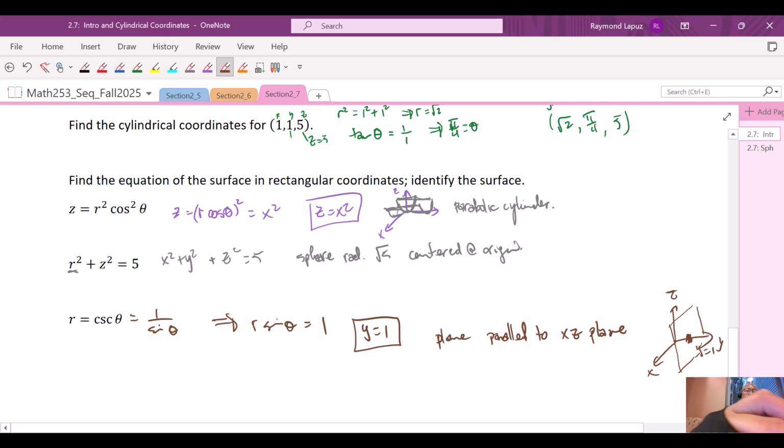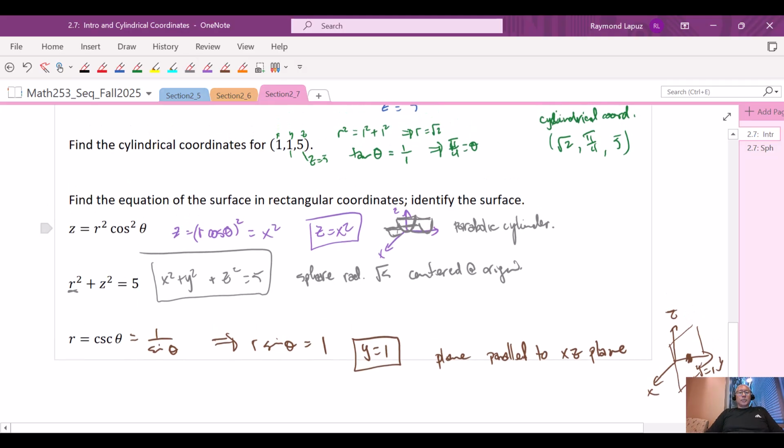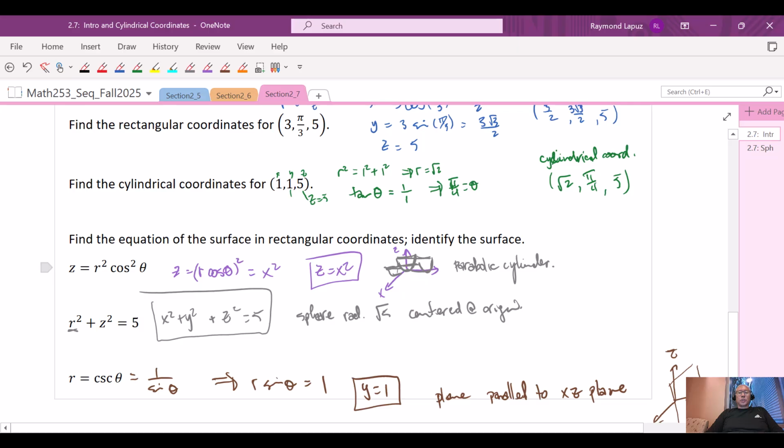All right, so I think those are some of the examples that you might run into. And the main thing to know about cylindrical coordinates is that it is simply a 3-dimensional representation of polar coordinates.